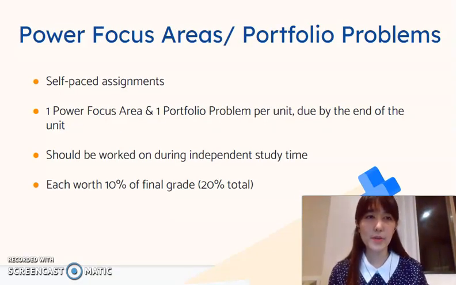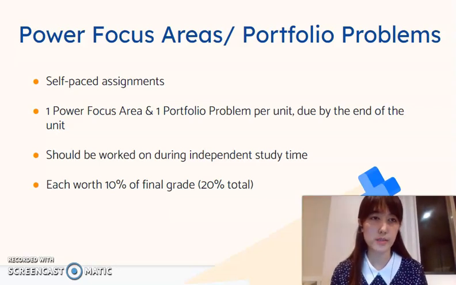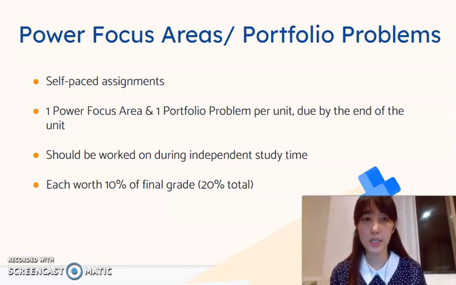Power focus areas and portfolio problems. These are different from checkpoints because they're self-paced assignments and students have access to these from the very beginning of the units. And all the resources they need to pass these are available on Summit as well. There is 1 power focus area and 1 portfolio problem per math unit, and both are due by the end of the unit. Again, power focus area and portfolio problems are each worth 10% of their final grade, so 20% total.